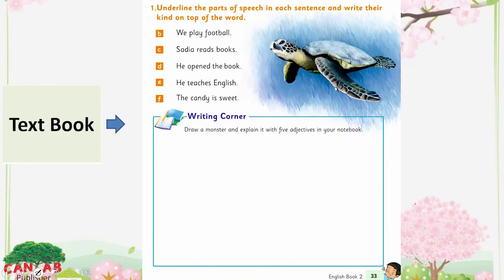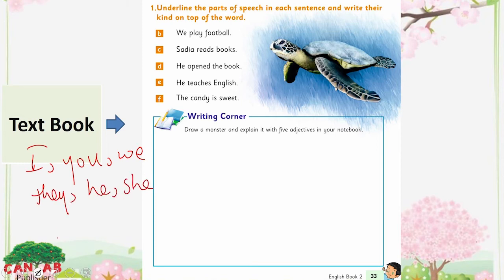And what are pronouns? We have discussed it in your previous lesson. Pronouns are I, you, we, they, he, she, it. It replaces the noun. A noun names the person, place, or thing. If we say Sarah is eating.